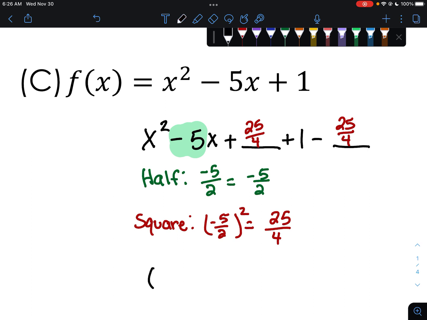Our shortcut says we have something in parentheses squared. It's going to be our variable and our half term, minus 5 halves. And then we are going to add those last two numbers.